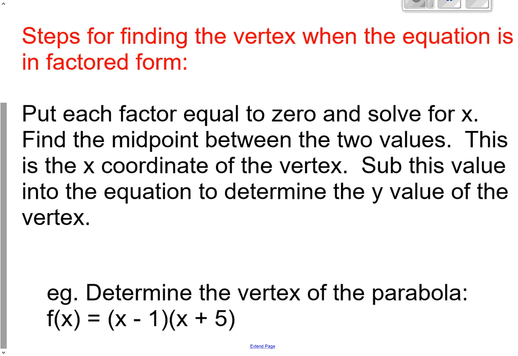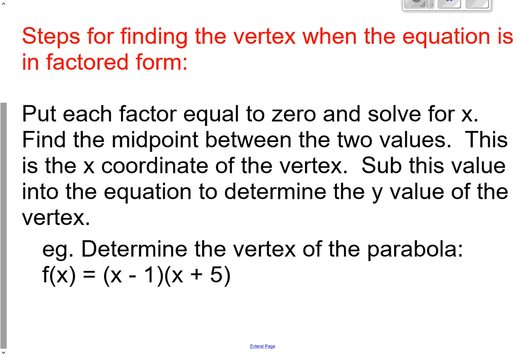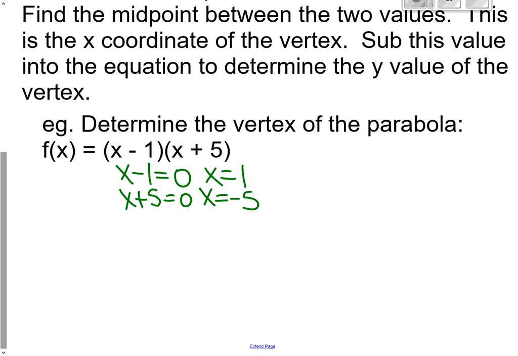Determine the vertex of the parabola f(x) = (x - 1)(x + 5). This is already in factored form for us. I'm going to take each one of these factors and set them equal to 0 to solve for x. And I get x = 1, and I get x = -5. All right, so now we're going to have to use our midpoint formula.